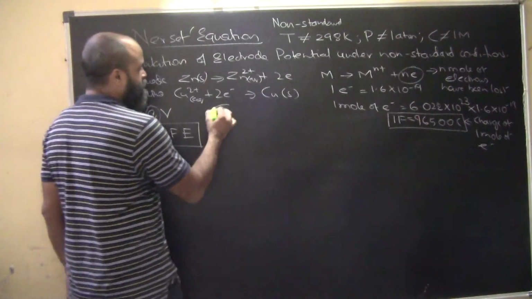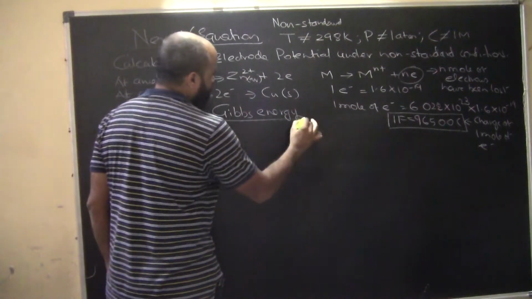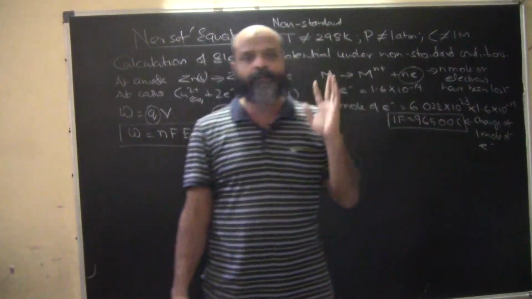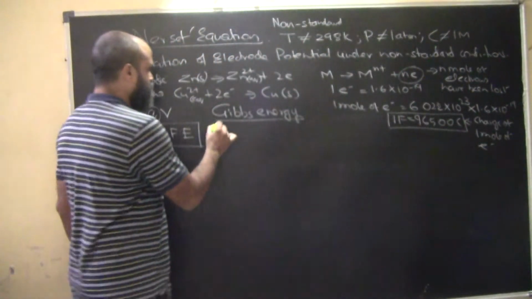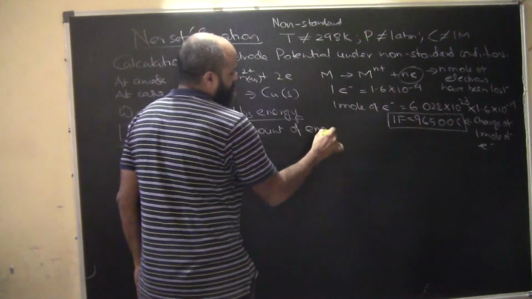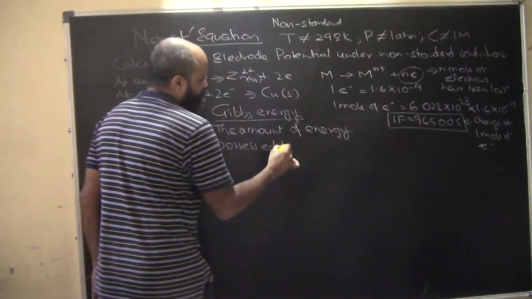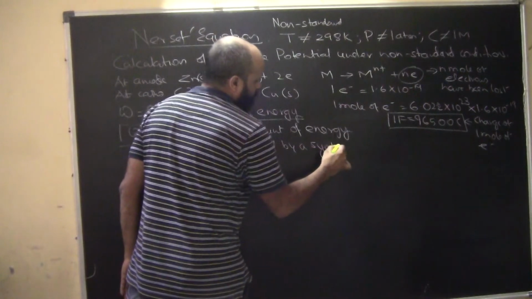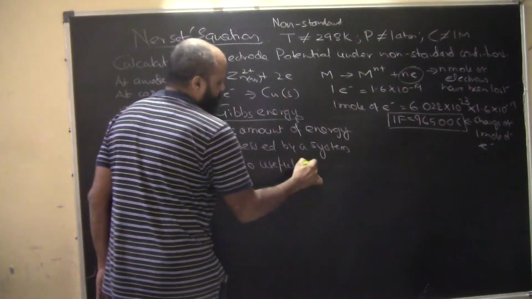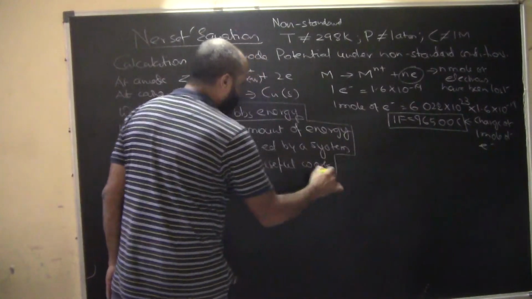Now we know that there is something called Gibbs energy. What is this Gibbs energy? Gibbs energy is the amount of energy that is possessed by a system to do useful work.